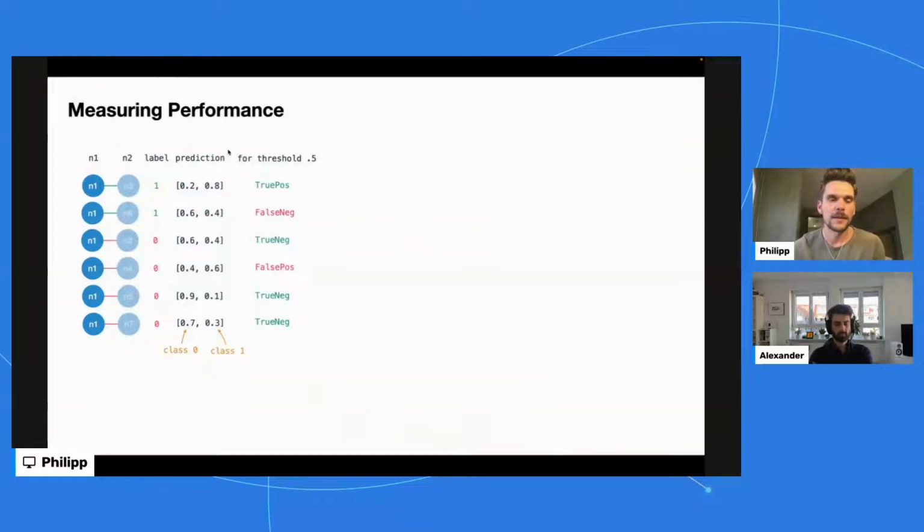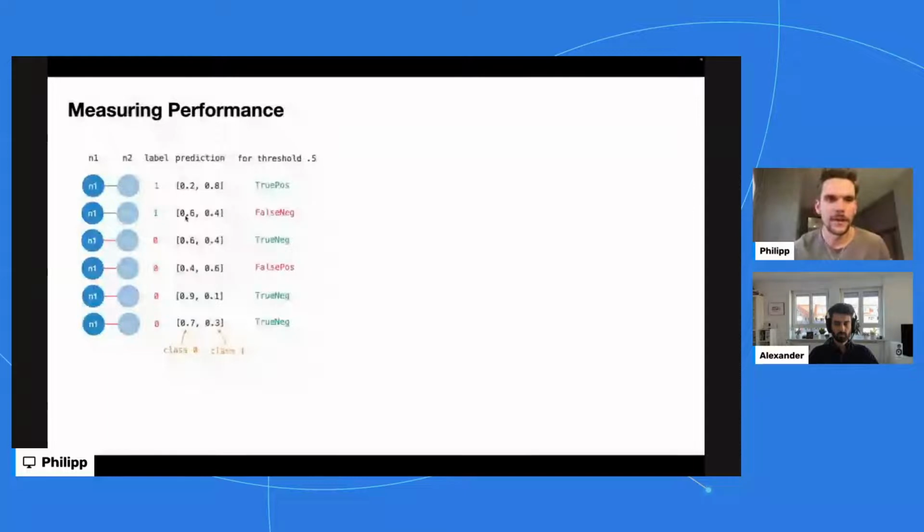And for a binary classifier, we also have a threshold for which we consider a probability as part of a class. So for example, if we had threshold 0.5, once a probability is above 0.5, we would say, okay, it belongs to that class. So in this case, the second element is 0.8, and it's greater than 0.5. So we say the label is 1, so we get a true positive.